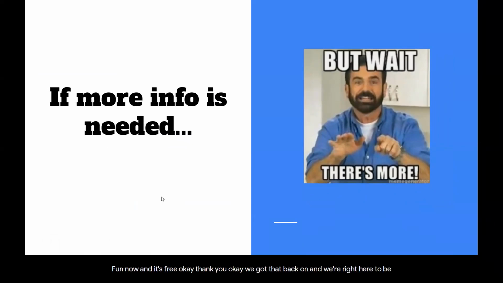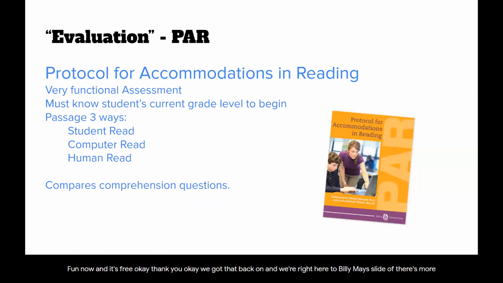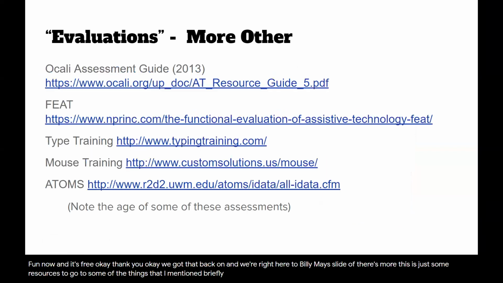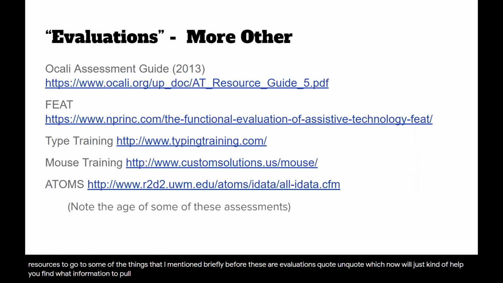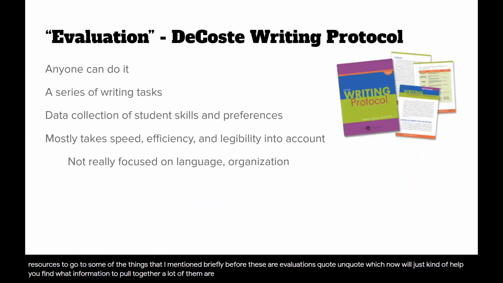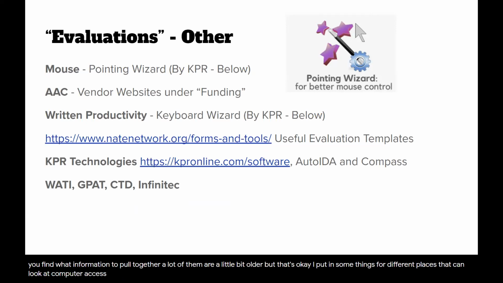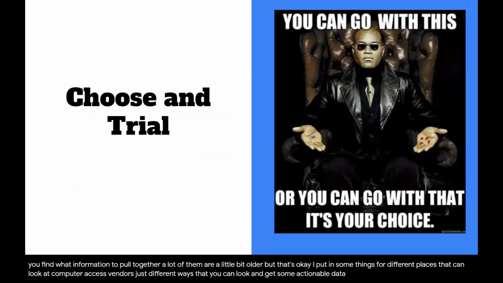And we're right here at the slide of there's more. This is just some resources to go to some of the things that I mentioned briefly before. These are evaluations, quote unquote, which just kind of help you find what information to pull together. A lot of them are a little bit older, but that's okay. I put in some things for different places that can look at computer access, vendors, just different ways that you can look and get some actionable data. So that's just kind of a resource section of this presentation.